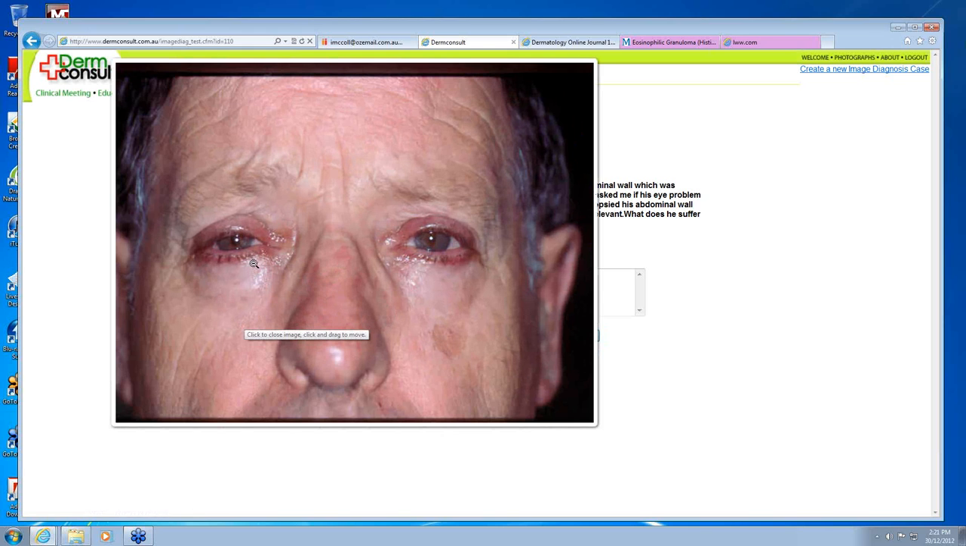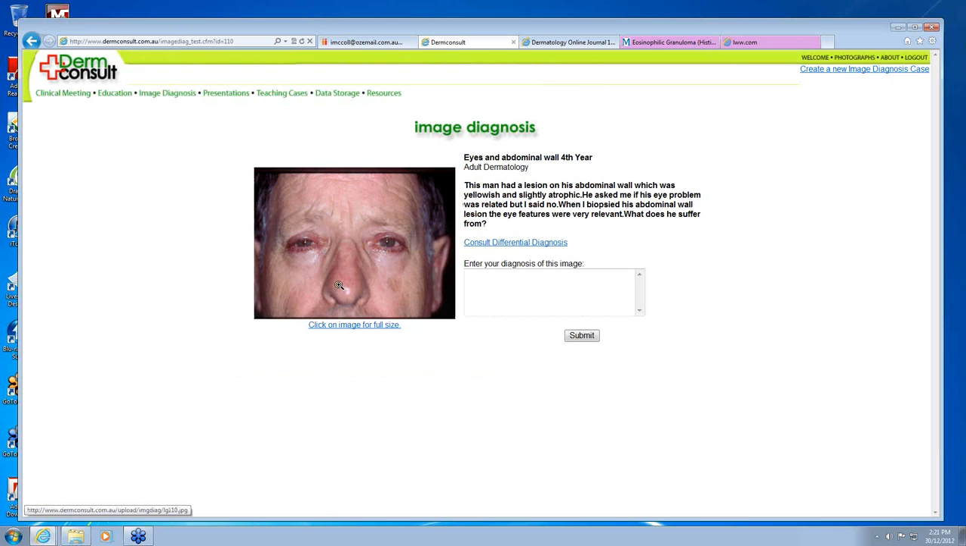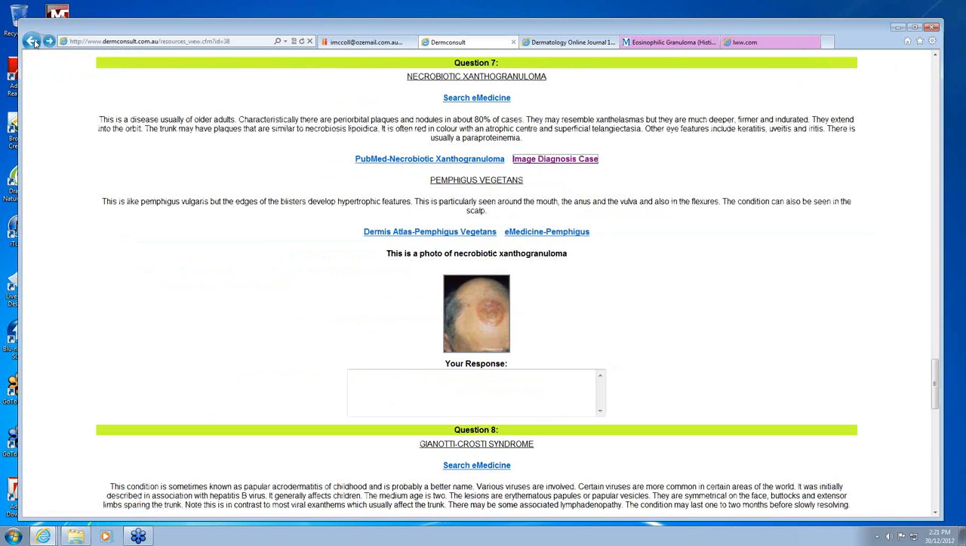It's quite subtle, isn't it? You would sort of say he's maybe got some form of conjunctivitis, but if you look here, there was thickening of these eyelids. There was obviously something else going on there, and I wasn't savvy enough at the time to pick up what it was. But this was necrobiotic xanthogranuloma. You'll come across this guy in the image diagnosis section at some stage.